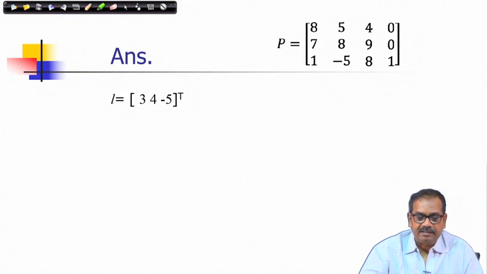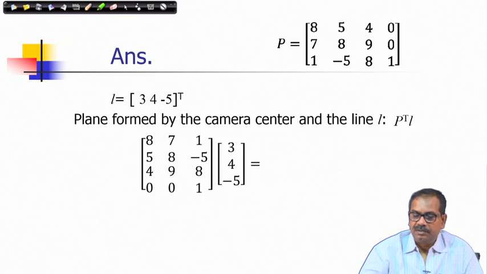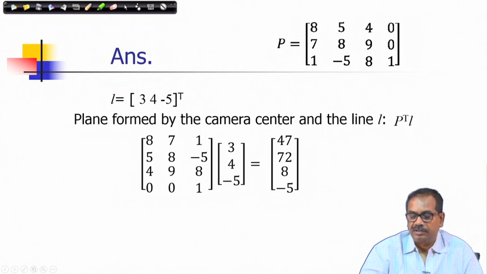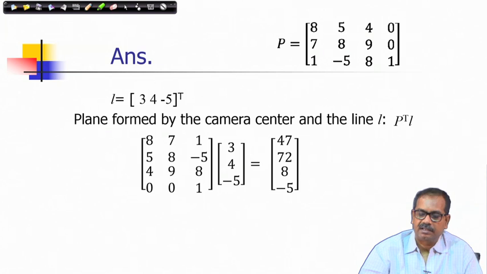You have this projection matrix. The line is denoted by this column vector 3, 4, minus 5, and the plane formed by the camera center and this line, as you know, is P transpose L. If I perform this computation, you have to transpose the camera matrix and multiply with this L, then you will get the equation of the plane. And if I would like to get the normal of this plane, I should restrict myself to the first 3 elements of that column vector.